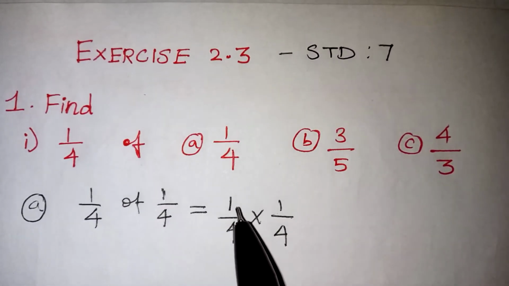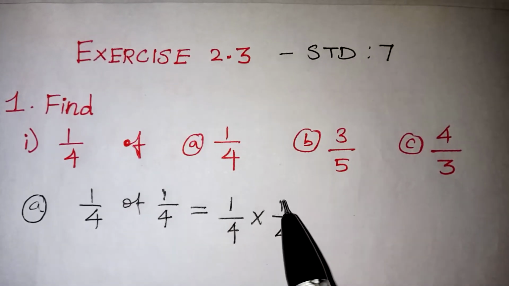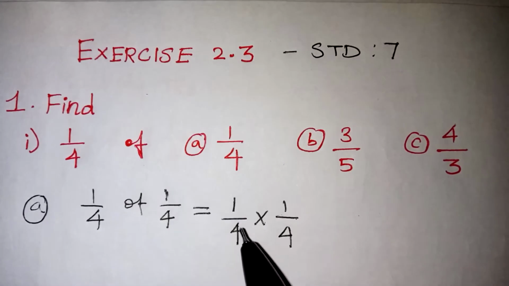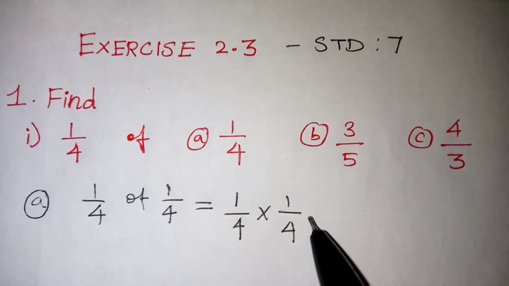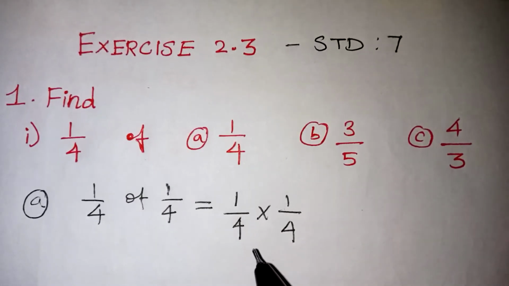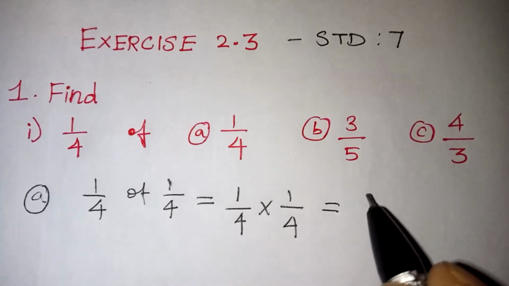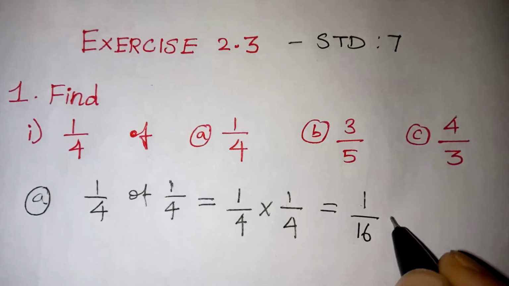We need to multiply both the numerators and we need to multiply both the denominators, if we don't have anything to cancel. Cancellation means the numerator and denominator should be multiples of the same number, or they should come in the common table. Then we can cancel. Otherwise, we can multiply directly and we can write. So here 1 ones are 1, 4 fours are 16. That is your final answer.